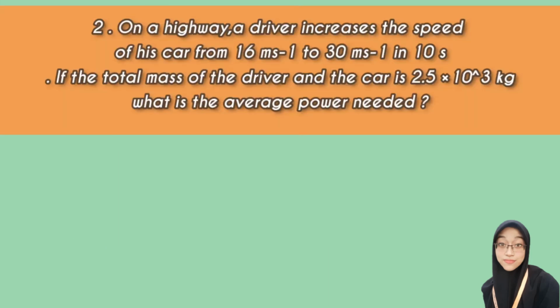Moving to the next question. On a highway, a driver increases the speed of his car from 60 meters per second to 30 meters per second in 10 seconds. If the total mass of the driver and the car is 2.5 times 10 exponent 3 kg, what is the average power needed?